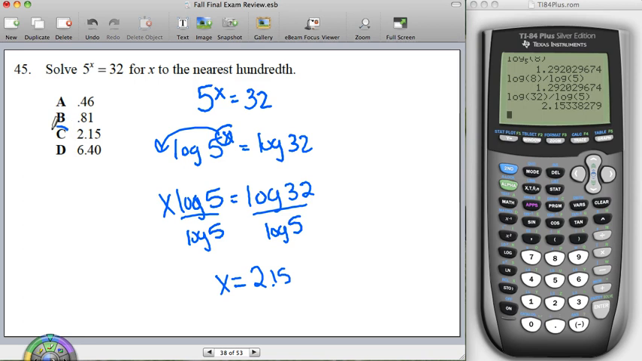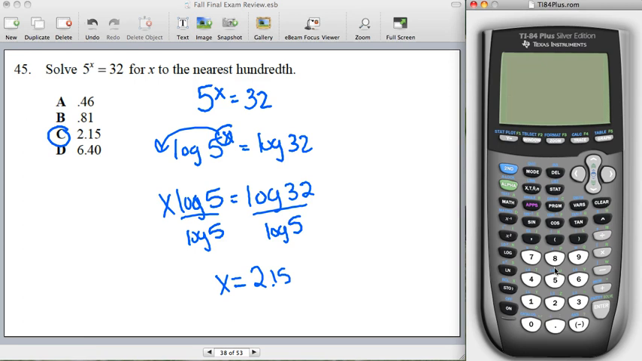Now, if you forget how to solve this, you can see answer choices since it is multiple choice and just start plugging things into the calculator. So I'm going to try 5 to the 0.46. See if that gives me 32. Didn't work. 5 to the 0.81. See if that equals 32. Nope. And then 5 to the 2.15. It should give me something close to 32, which it does. So my solution for that has to be C.